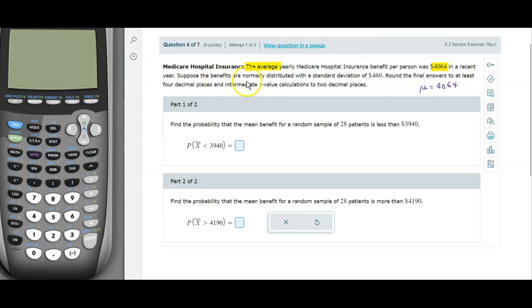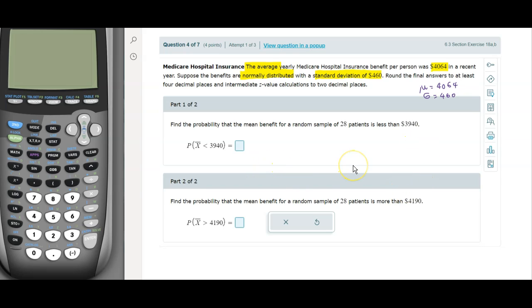Now we keep reading, and we suppose that the benefits are normally distributed. That means the original distribution is normal. We're going to use it later on for the choice of the Z value or T value, right? And we are given as well the standard deviation, which is 460, right? So sigma is going to be 460.